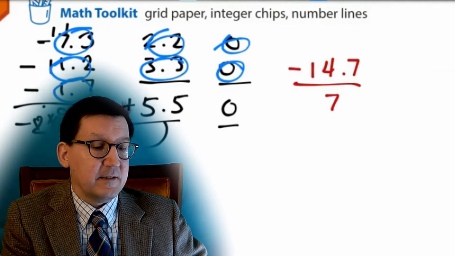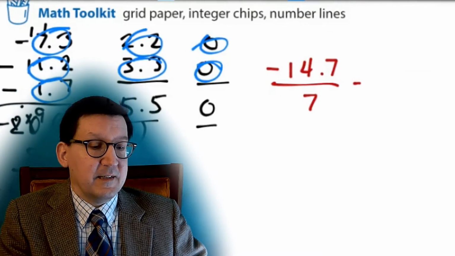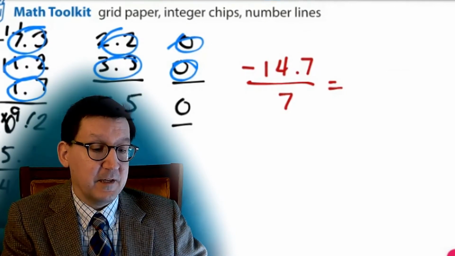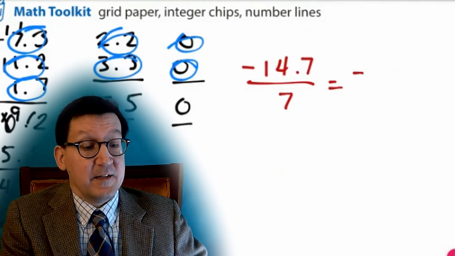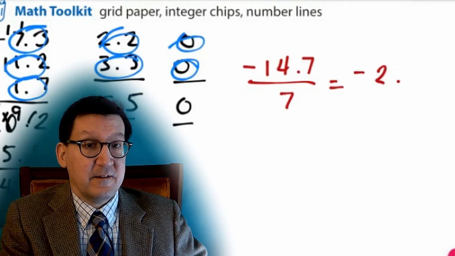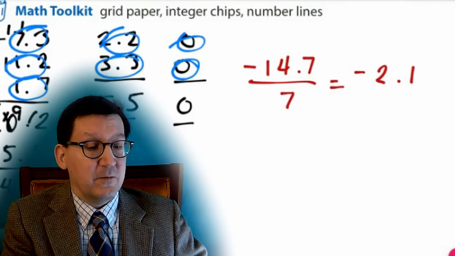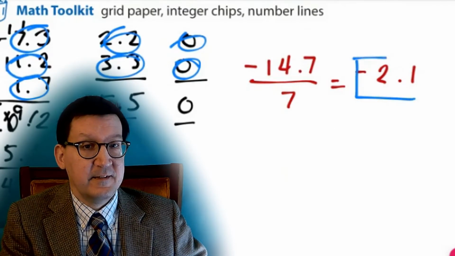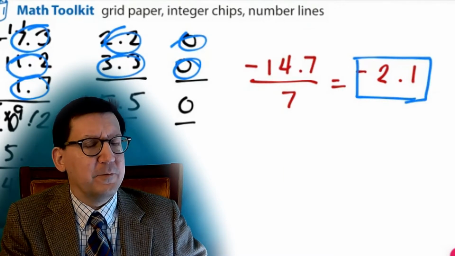And if you do that, negative 14.7 divided by a positive 7, you know the answer is going to be a negative, so we can keep our negative right there. 7 goes into 14 twice, and 7 goes into 7 once. So what we get as an answer is negative 2.1. Negative 2.1 what? 2.1 degrees, right?